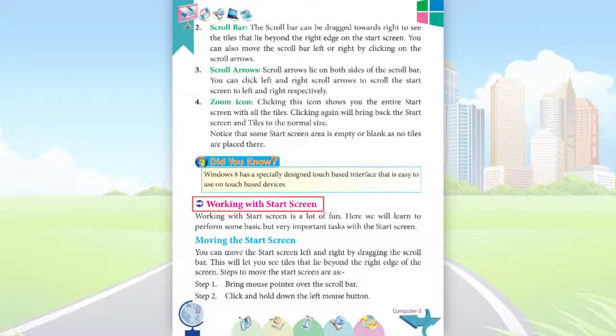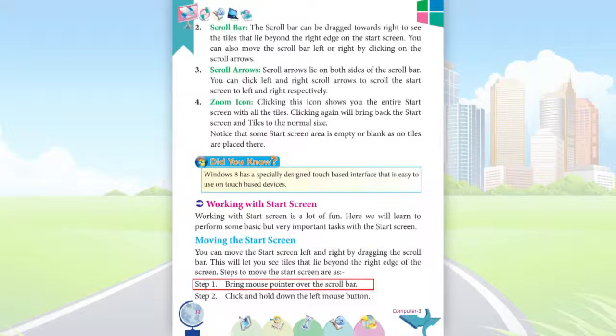Working with Start Screen. Working with Start Screen is a lot of fun. Here we will learn to perform some basic but very important tasks with the Start Screen. Moving the Start Screen. You can move the Start Screen left and right by dragging the scroll bar. This will let you see tiles that lie beyond the right edge of the screen. Steps to move the Start Screen are as follows: Step 1.